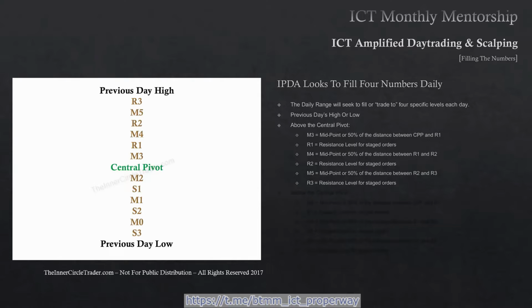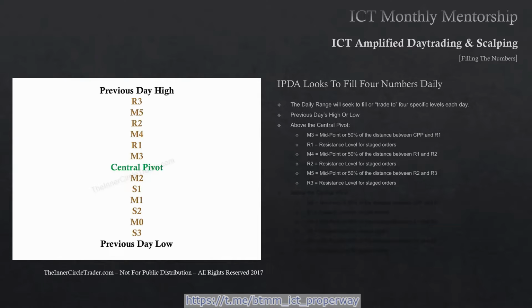So what would be otherwise viewed as a good buy point below the central pivot point, like S1 and S2, that actually might be a really good area to sell short. Once the daily range starts to expand down and it trades back up to that S1 or S2, that could be a continuation sell. But if you look at the general consensus in the retail perspective, they think anything below the central pivot point is a good buy. So that's why we talk about it in terms of staged orders.